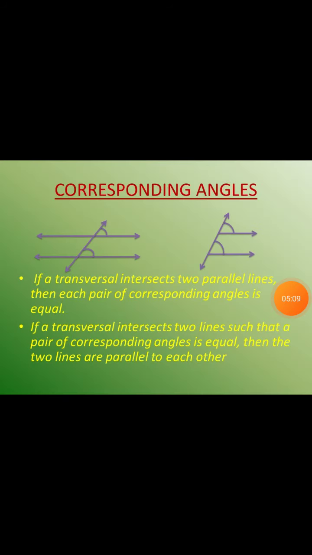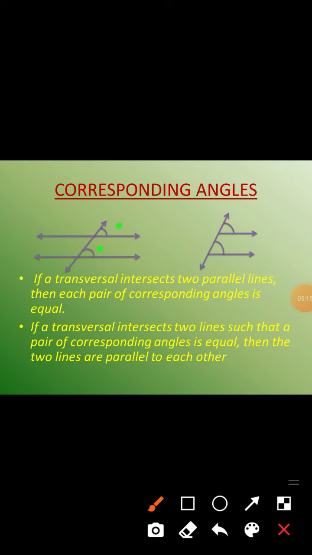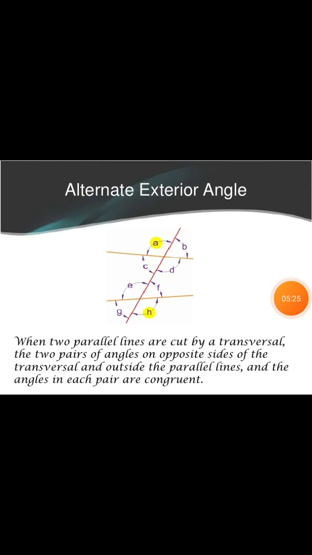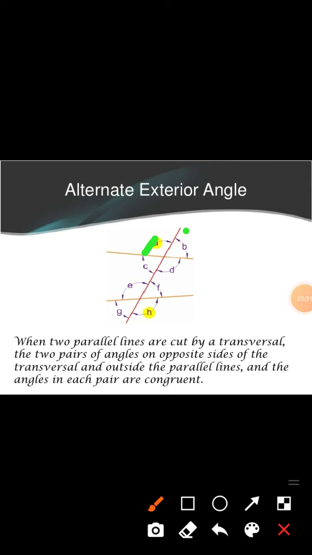And these are the corresponding angles, children. Here it represents the F structure. So these types of lines and angles are called corresponding angles. And here is one more type, alternate exterior angles, children. Observing this, these are A, B, G, H. So these are the alternate exterior angles.